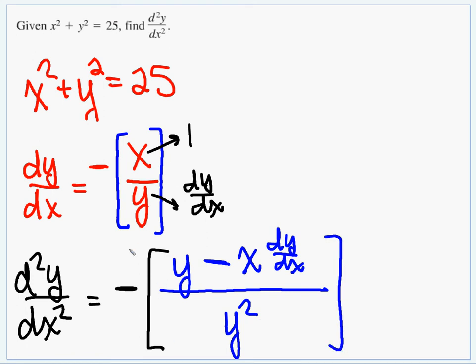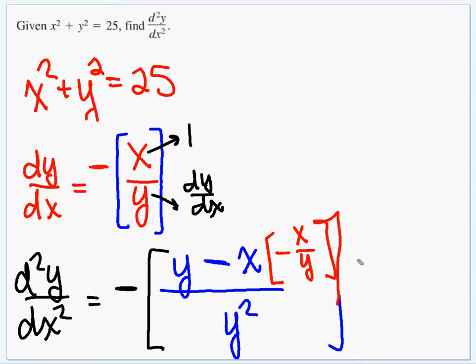Okay, so we're down to this. Now notice we have this dy/dx appeared, and we know what dy/dx is. We can replace that with a negative x over y. So we're going to take out this dy/dx and replace it with a negative x over y. I'm going to erase this here and put my negative x over y there. Negative x over y. So we have plugged the first derivative into the second derivative, and that will help us simplify it a little bit more.